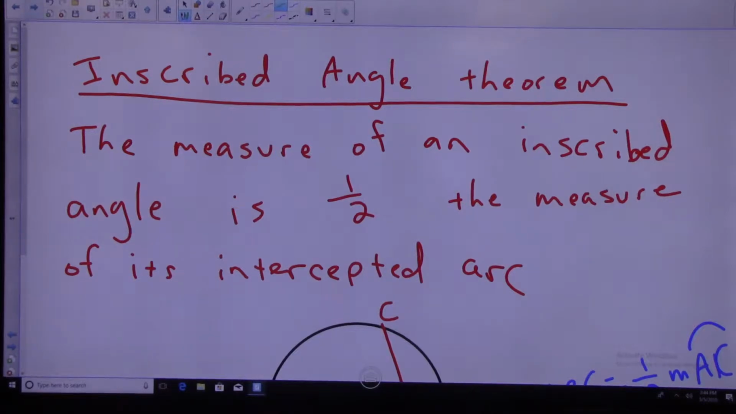All right, so fill in those guided notes there. Inscribed angle is always half the arc.